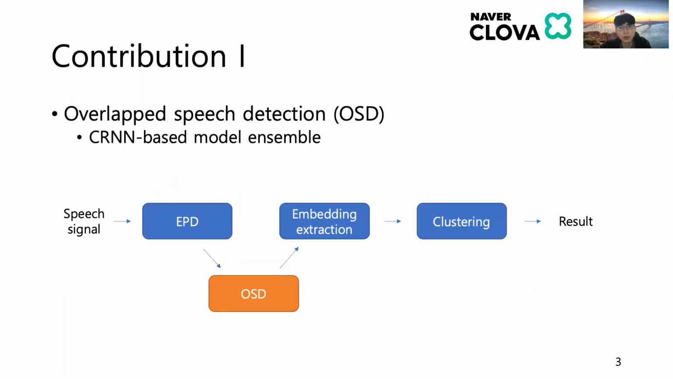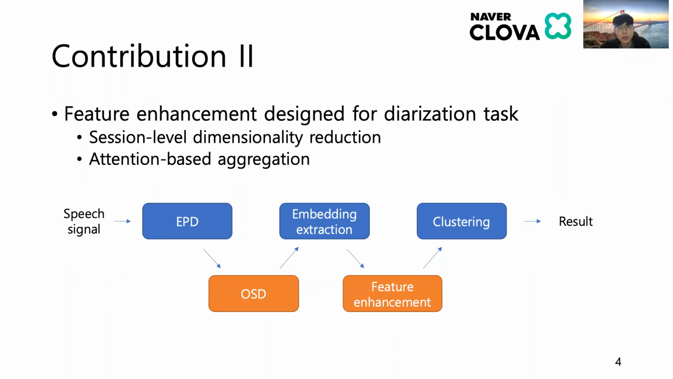Our submission to the DIHARD 3 challenge includes two main contributions to the existing baseline. First, we built an overlapped speech detection system and put it between the EPD and speaker embedding extraction modules. Second, we designed a feature enhancement technique for speaker diarization. This technique includes session-level dimensionality reduction and attention-based aggregation. The feature enhancement technique is applied after extracting embedding vectors.